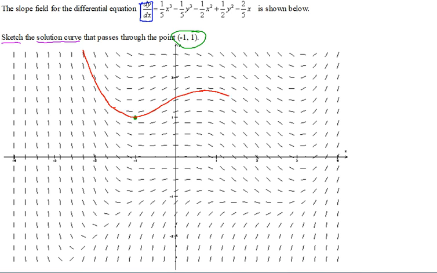And then they start to become more negative, levels off there. It's positive, and then you stop once you exit the slope field. You don't draw an arrow because you don't know what's happening beyond what it shows you there. So there's a sketch of what the solution curve could look like.